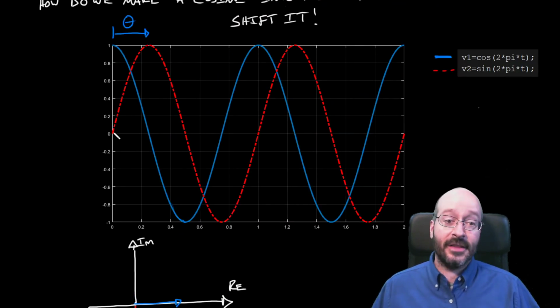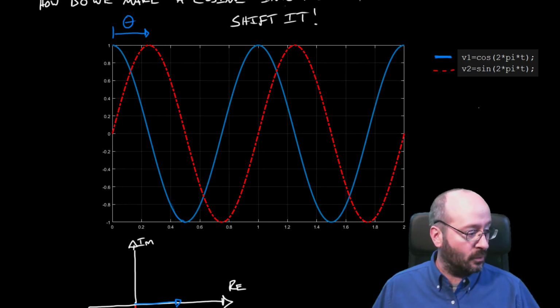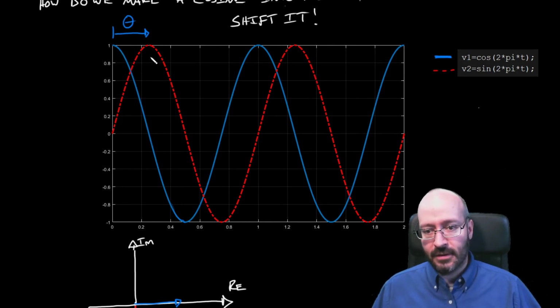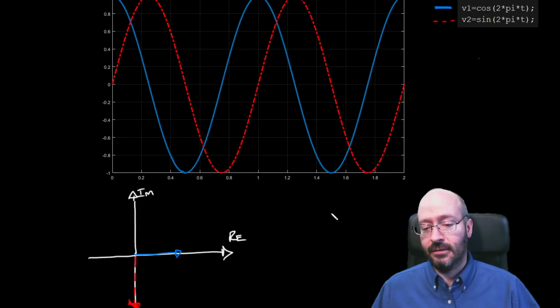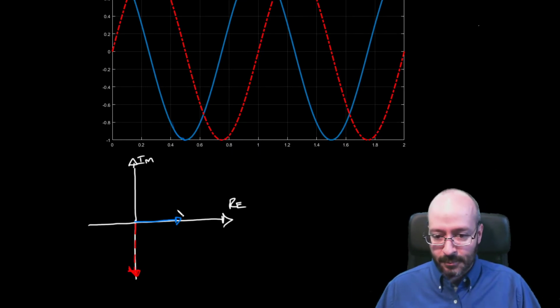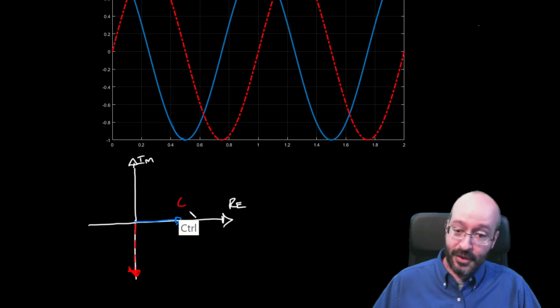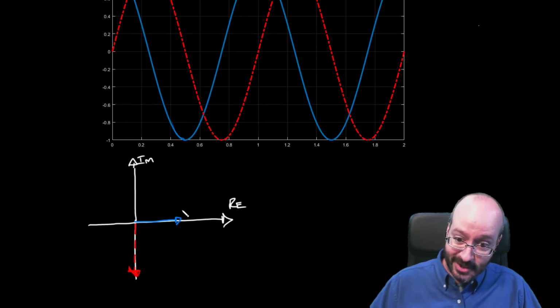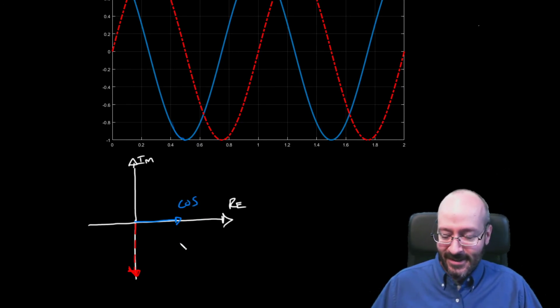And I think we see that on the time domain plot as well. It starts at 0, it heads towards 1, back to 0, -1, finishes at 0, and then it repeats itself. Okay, so I'm pretty comfortable that the blue is our cosine, and the red is our sine.